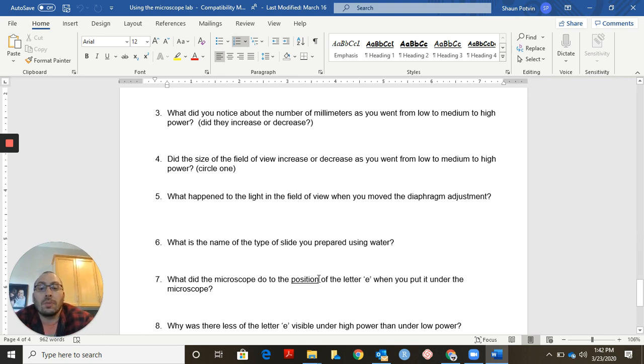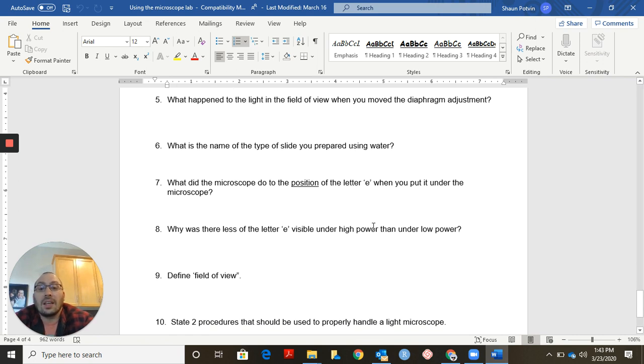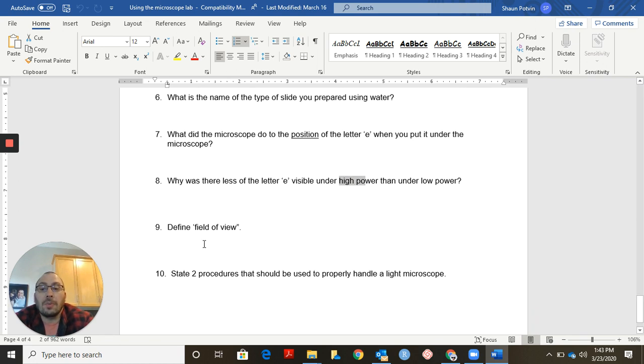What did the microscope do to the position of the letter E when you put it under the microscope? Good question. Very important question. Watch the video. If you figure it out, awesome. If you still get stuck on it, send me an email. Why was there less of the letter E under the high power than on low power? That one's self-explanatory. Define field of view. This is the second time you've seen this question. And finally, 2 procedures that should be used to handle a microscope. So that could be carrying the microscope, that could be cleaning the microscope, it could be viewing things underneath the microscope. Just have to give me 2 of the many, many we talked about.